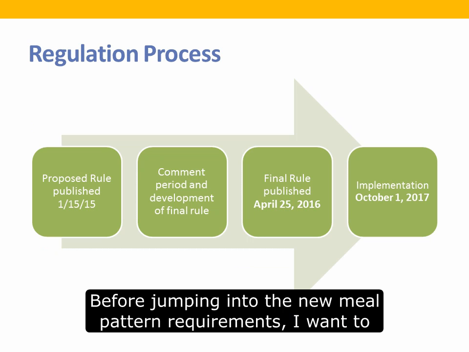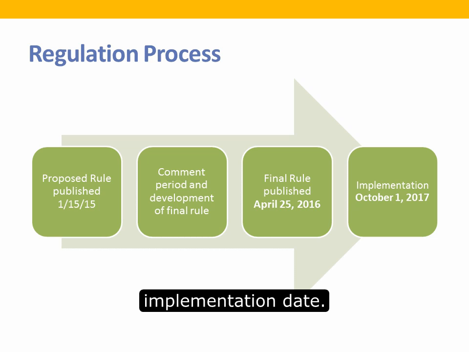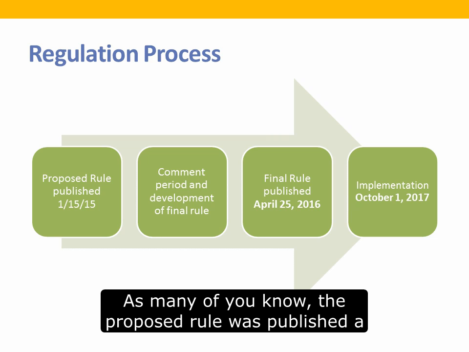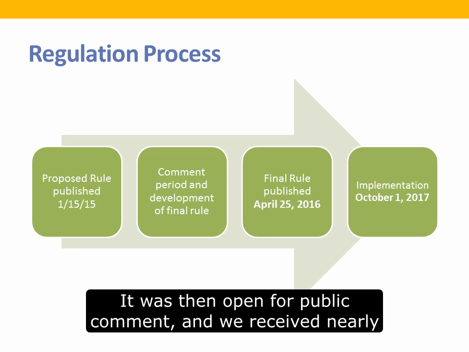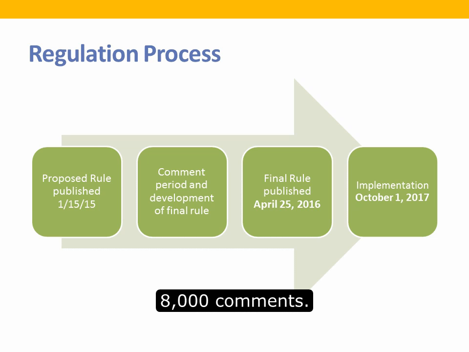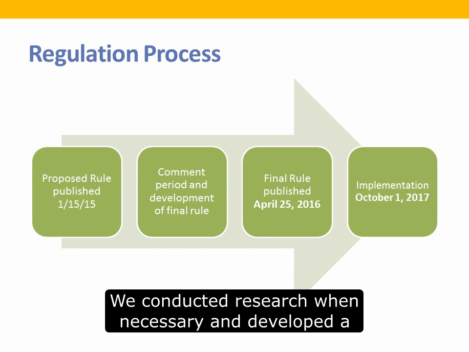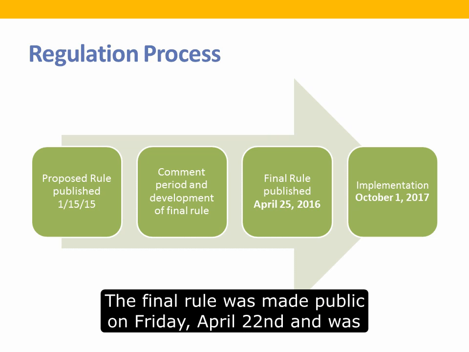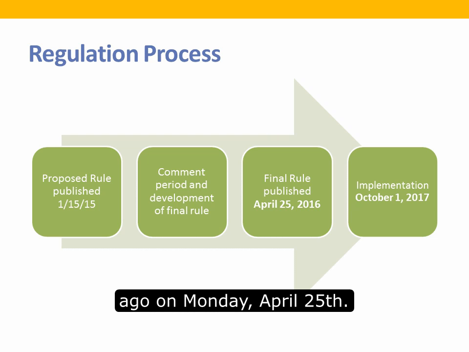Before jumping into the new meal pattern requirements, I want to go over the development process of the rule and the implementation date. Here's a simplified illustration of how we got to today. As many of you know, the proposed rule was published a little over a year ago. It was then open for public comment, and we received nearly 8,000 comments. We then took all those comments and analyzed them. We conducted research when necessary and developed a final rule. The final rule was made public on Friday, April 22nd, and was officially published in the Federal Register just 2 days ago on Monday, April 25th.